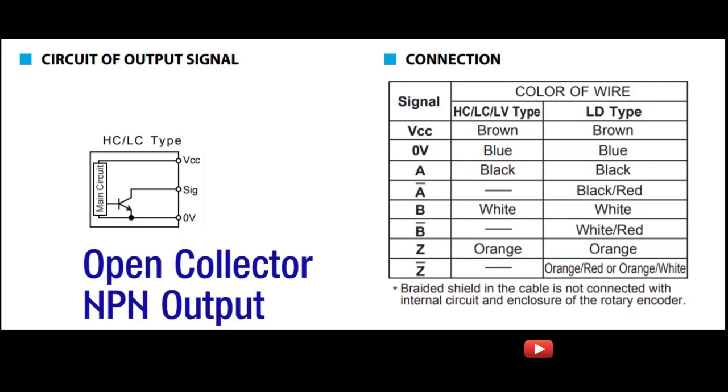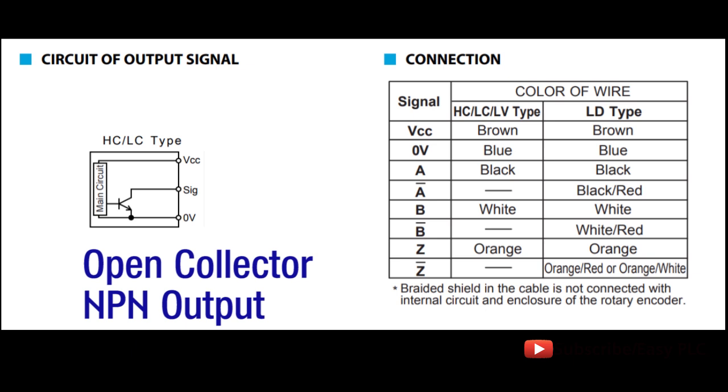Now this is the connection diagram of the encoder. Brown and blue wires are the 24-volt DC power supply. Black, white and orange are the A, B and Z pulse outputs of the encoder. Now if we see the output of the encoder, it is an open collector NPN output, which means that this encoder cannot directly provide the positive signal.